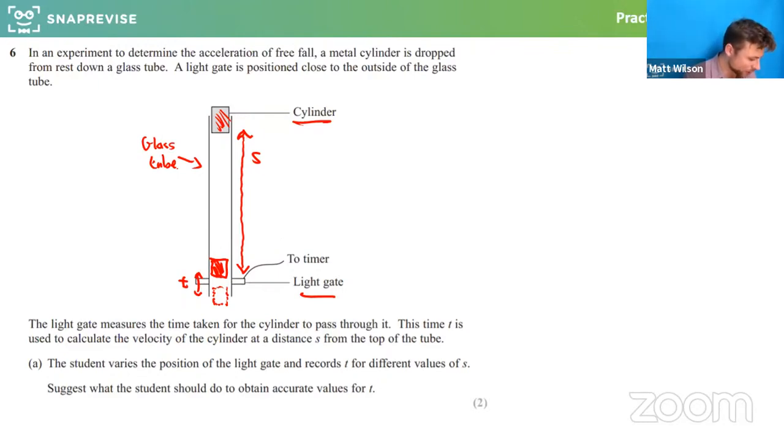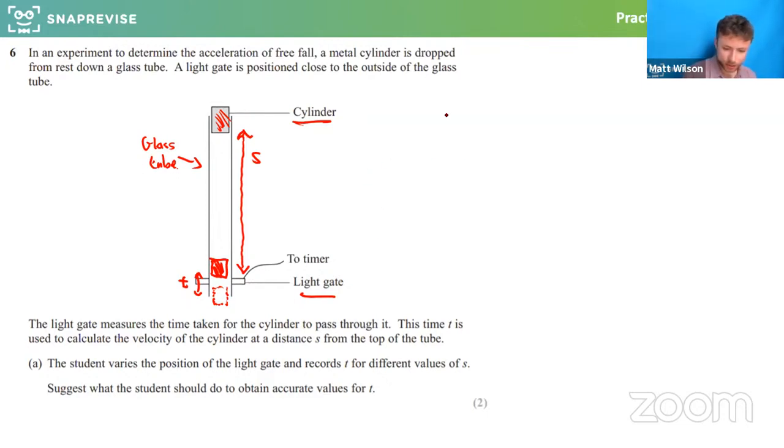Repeat the experiment a number of times. Yes, this will help us get accurate values because it will help us to notice if we had an example that was actually a random error. If your first measurement was actually including some random error, then you've got a problem. It's definitely not going to be accurate. It's going to be far away from the right value. But if you do a load of measurements, you can spot the random error, remove it, and as a result, get an average which is closer to the true value.